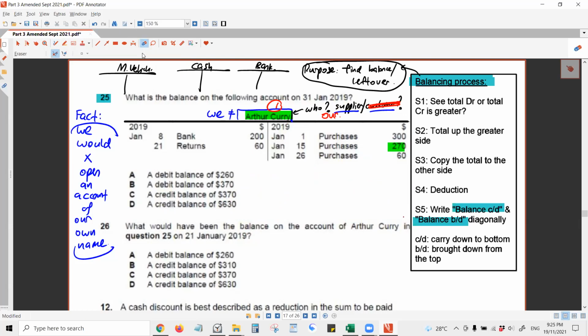Next, I want to show you balancing process. Balancing process is to find the leftover, right? Leftover, to find the balance. So what are you trying to find out when you try to balance Atakari account? You are trying to find out how much do we still owe to Atakari? When you balance this person's account, you are trying to find out how much money we still owe to Atakari.